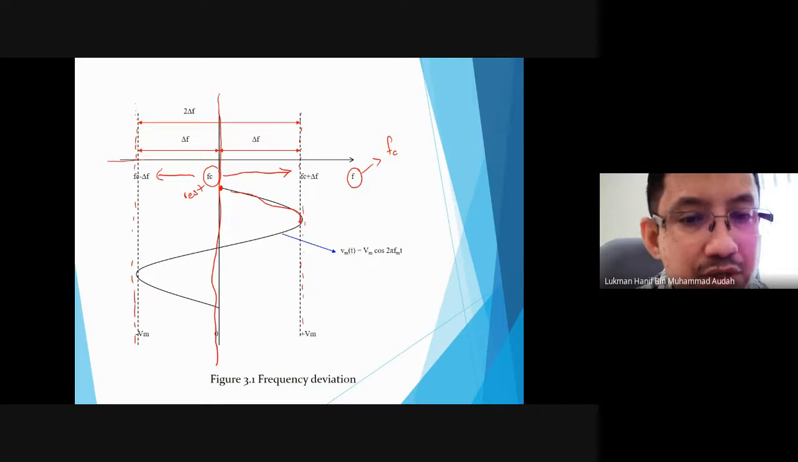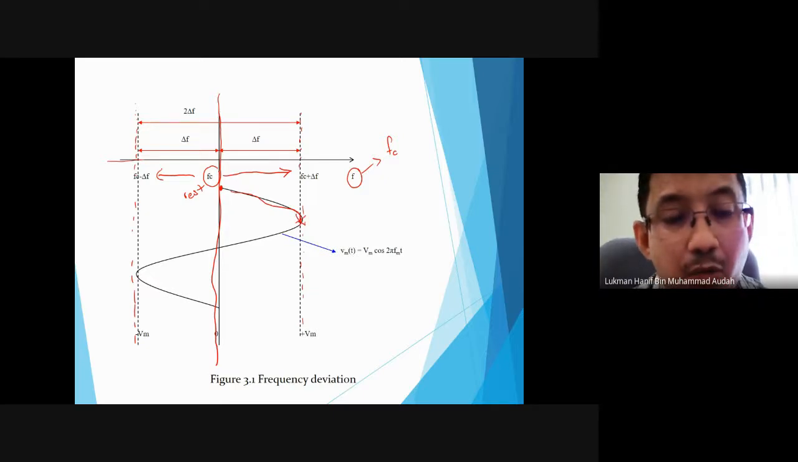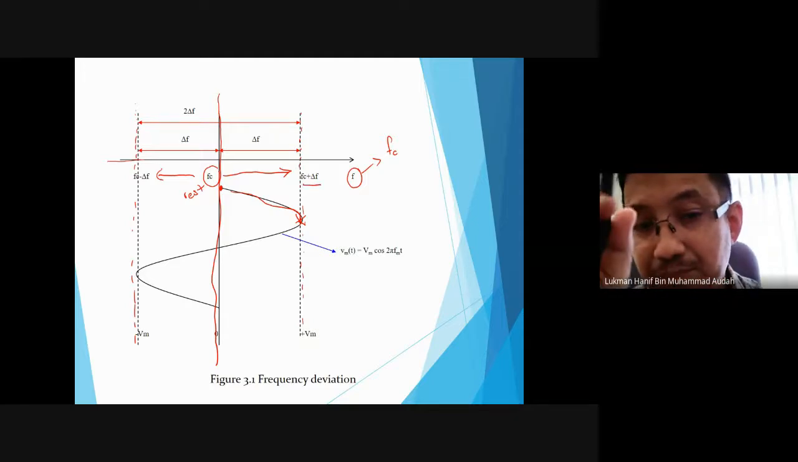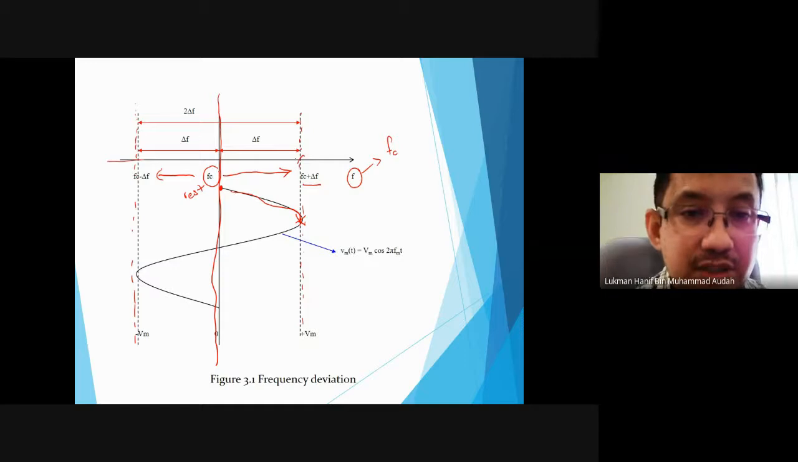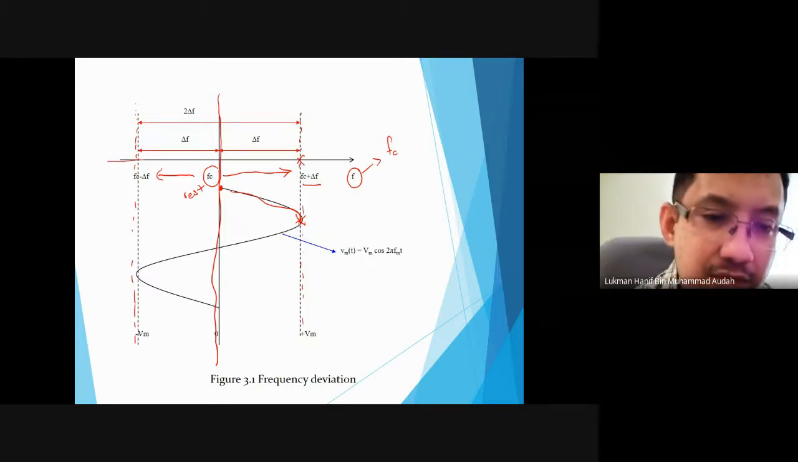Okay, from 0 until positive maximum. What happened is that when the amplitude of the VMT is positive maximum, the carrier frequency changes to Fc plus delta F maximum. Frekuensi yang tertinggi. Okay, and then what?